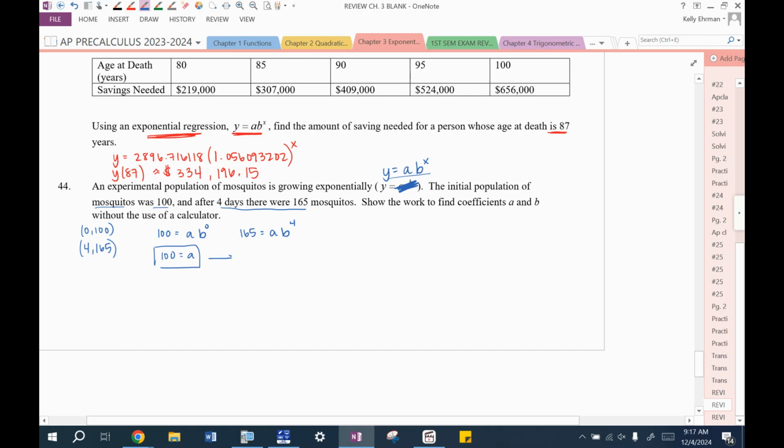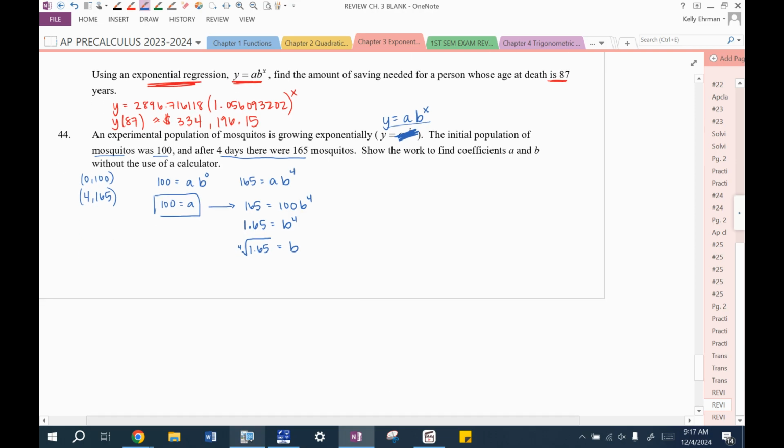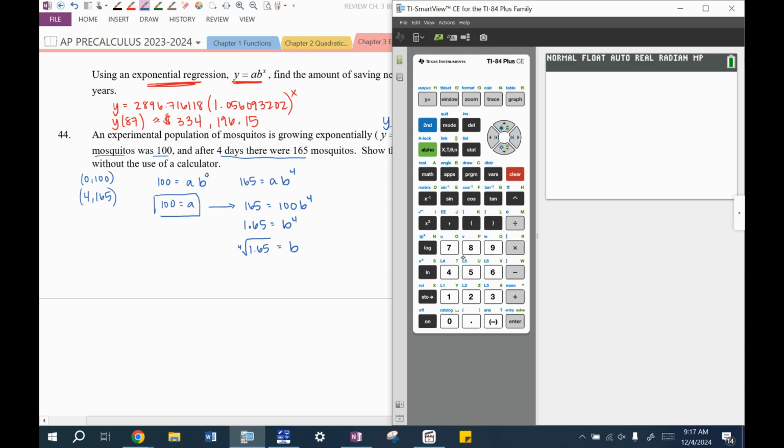Once we know that, we can say, if I know a is 100, now I have 165 equals 100 times b to the 4th. I want to solve for b, so I'm going to divide by 100. So that's just 1.65. And then I need to take the 4th root of both sides. Technically plus or minus, but we're talking about population growth, so I want b to be positive. And how do I do a 4th root in my calculator? There is a spot, but remember, 4th root is just to the 1/4 power. So that's the way I would do it.